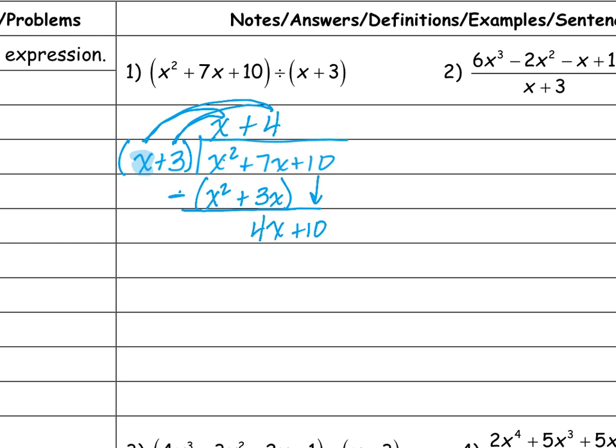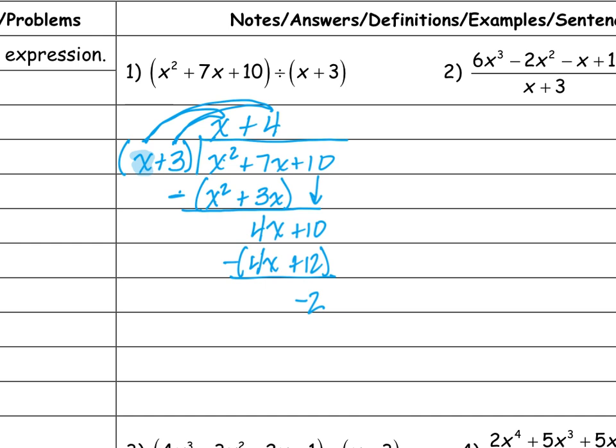So 4 times x is 4x. And 4 times 3 is 12. And now I'm going to subtract again. So that's 0. And 10 minus 12 is negative 2. Now I have a remainder. Okay? And I have to write the remainder in my answer.